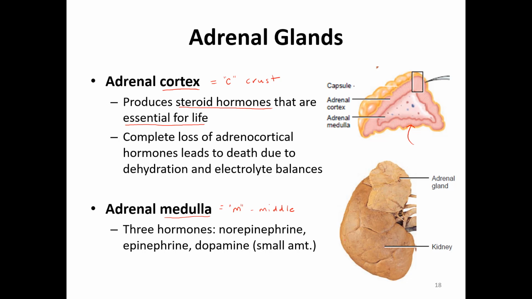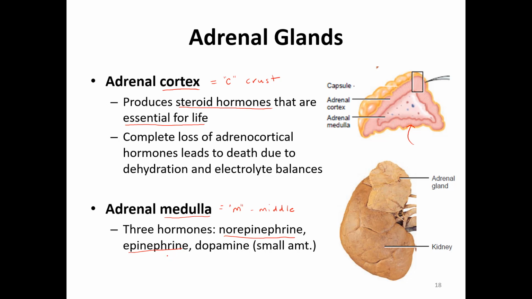The second major region, the adrenal medulla, gives us three hormones, and we're going to talk about two of them. We'll talk about norepinephrine and epinephrine. Remember, I told you that these were examples of amine hormones, those modified amino acids. So they're going to have a water-soluble mechanism of action. They're not essential for life.